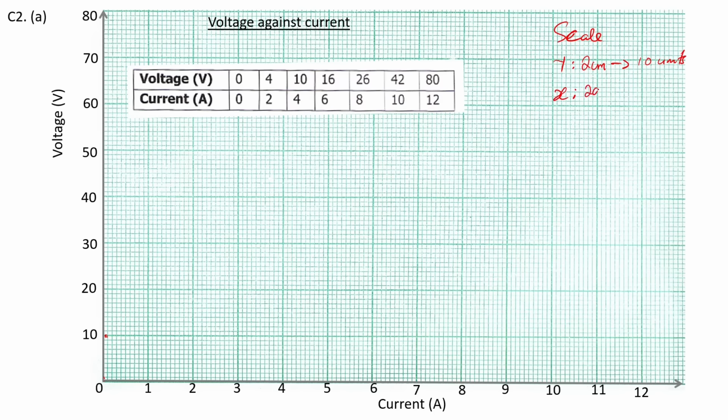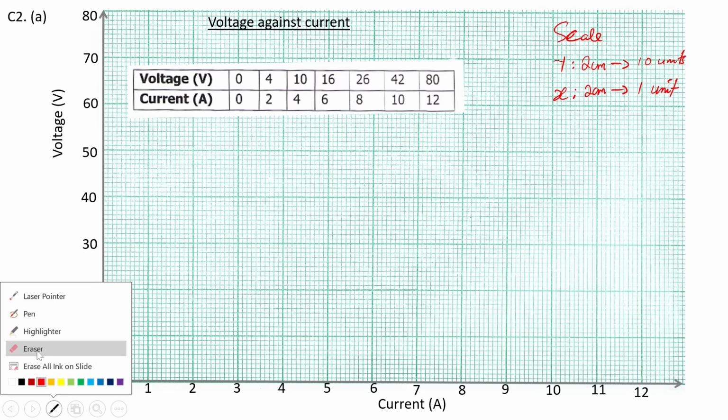So 2 centimeters. From 0 to 1, we have given it 2 centimeters. Here has been given 1 unit. So you say 1 unit. This is what we call a scale. So once you do that, then what you are going to do is to start plotting.